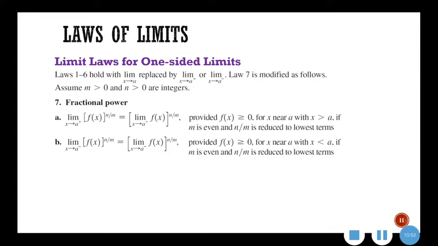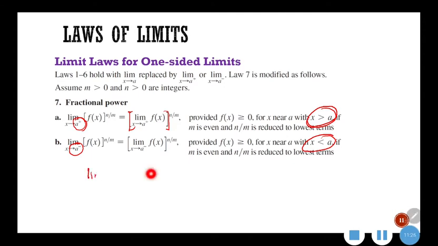Limit laws for one-sided limits, okay? So as mentioned here, the limit of f(x) to the power of n over m as x approaching a from the right. From the right meaning that x is more than a. From the left meaning that x is less than a. Same also, for one-sided limits you can also put the power for the whole limit, to the power of n over m. Let me give you an example if you're confused here.